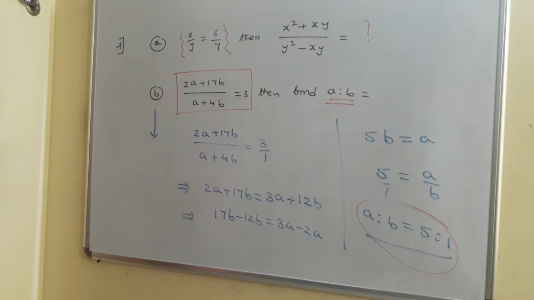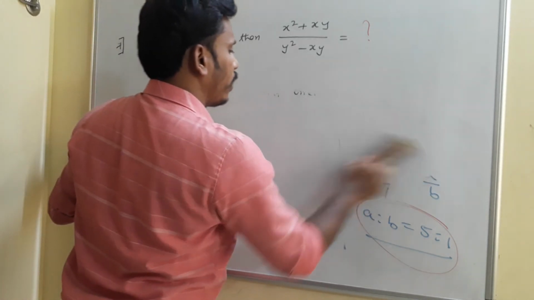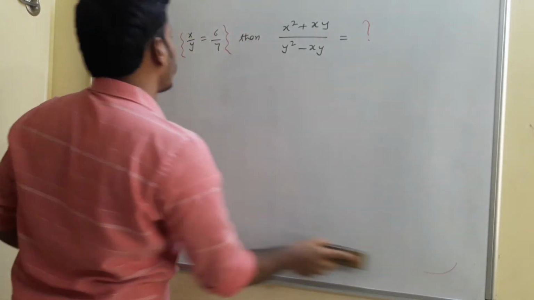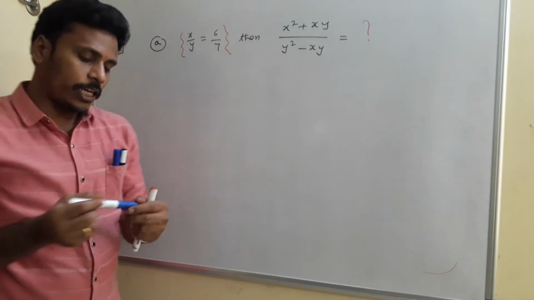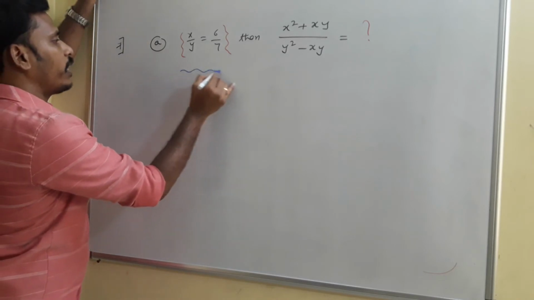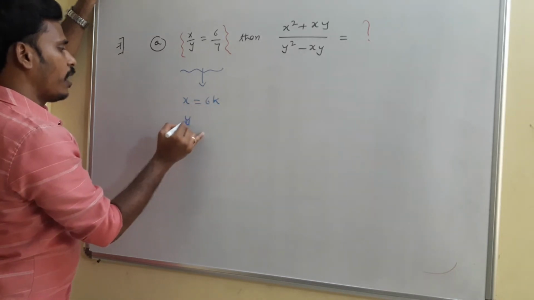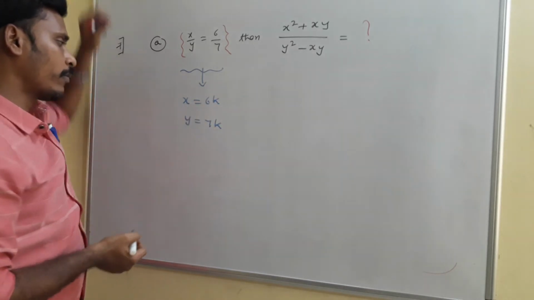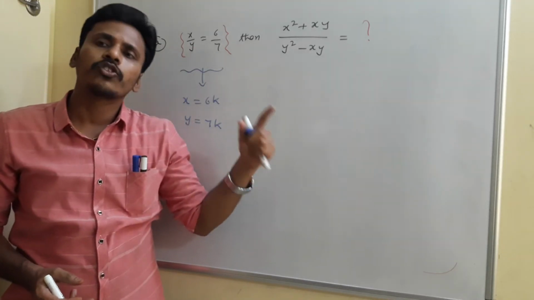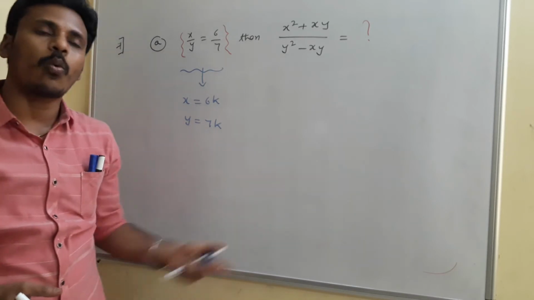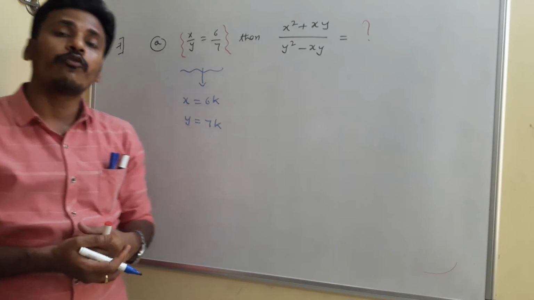X by y is equal to 6 by 7 is given. Then what is the value of x and what is the value of y? See, don't take them directly as 6 and 7. Actually the task is different. Since x by y is equal to 6 by 7, you just take x is equal to 6 into some k, y is equal to 7 into some k. Again, the ratio is asked, so you have a chance to take them as 6 into 1 and 7 into 1, no problem. If they are not asking us to find the ratio, then you feel some problem there.